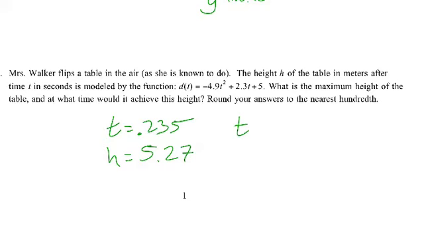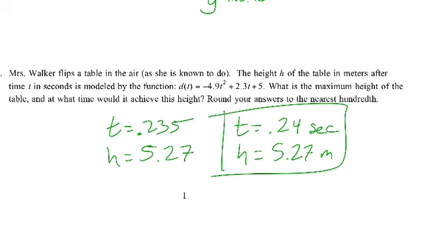So I'm going to say t equals 0.32, and we're given the unit of seconds. Please include the units of time. Our height, we're talking about meters, so to the nearest hundredth, it was already to the hundredth, 5.27 meters. So make sure you're rounding properly and giving appropriate units.